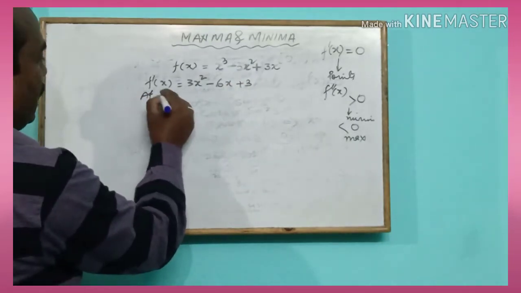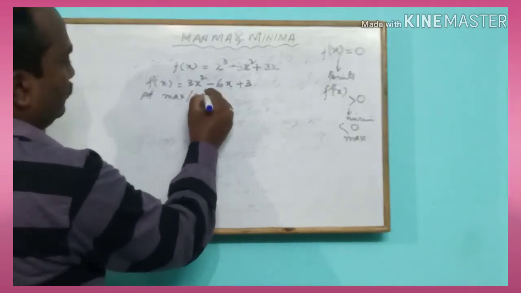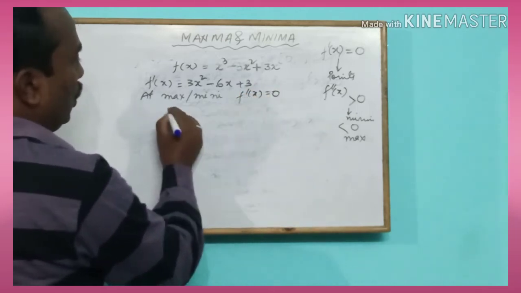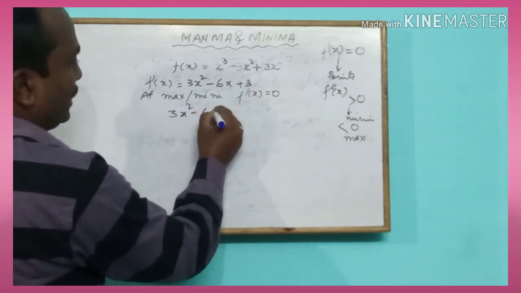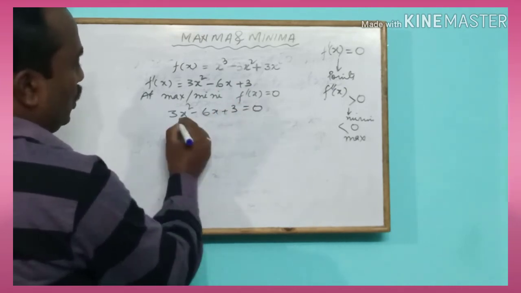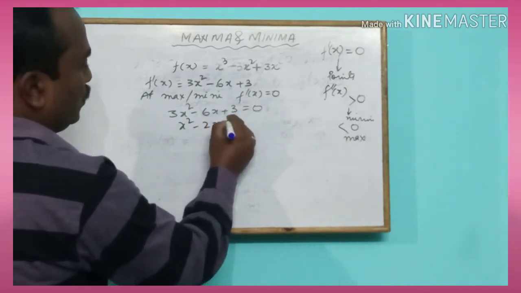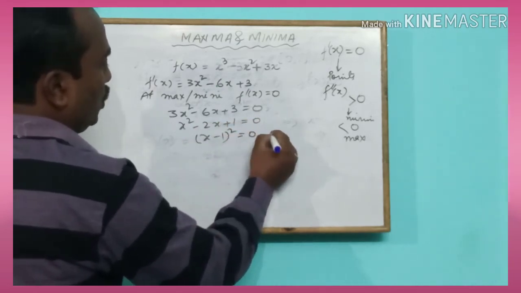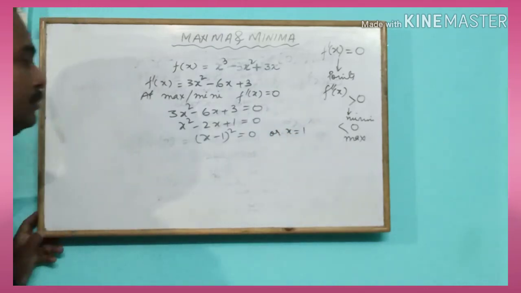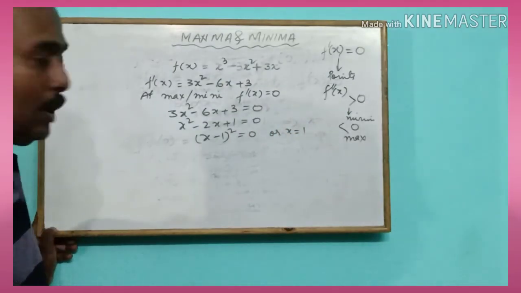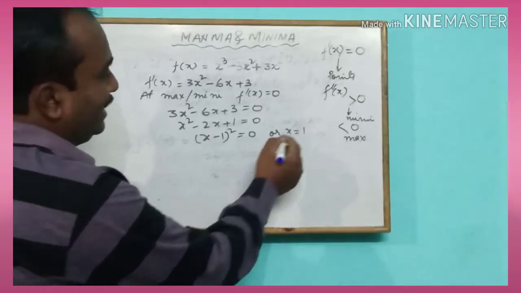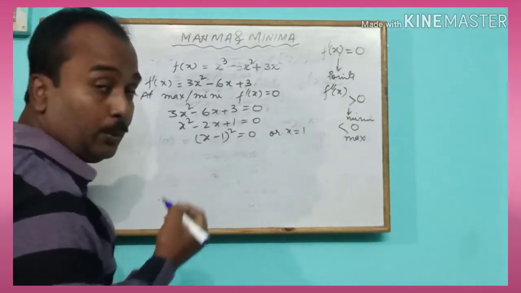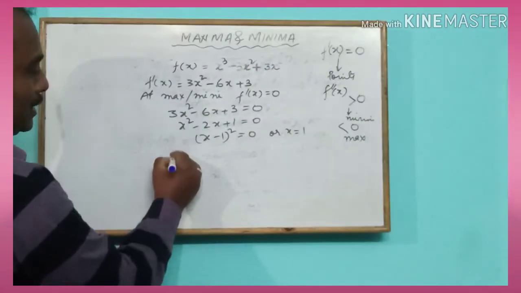At maximum or minimum, f'(x) is 0, or 3x square minus 6x plus 3 equals 0, or x square minus 2x plus 1 equals 0, or x minus 1 whole square equals 0, or x equals 1. I hope you have understood. Now this x equal to 1 is either maximum or minimum. So how do I check? For this I have to calculate f''(x).